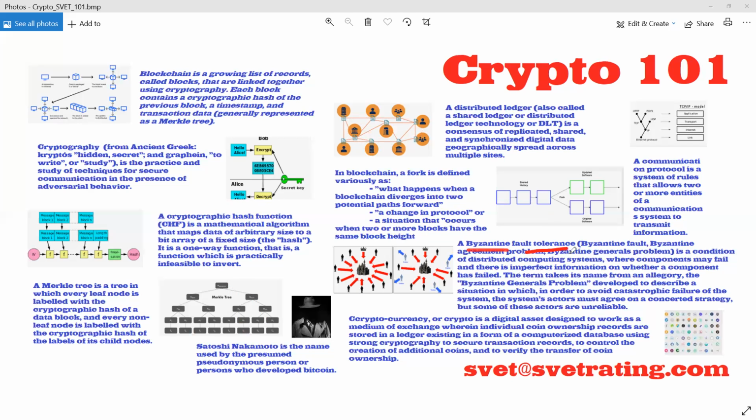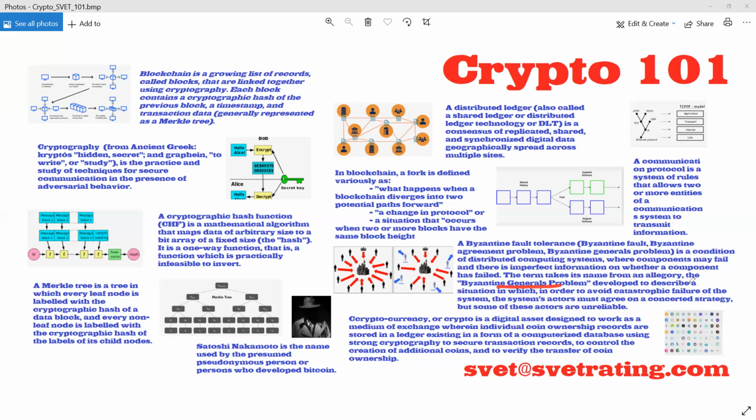Byzantine fault tolerance, that's a biggie. Byzantine fault, Byzantine agreement problem, Byzantine generals problem is a condition of distributed computing systems where components may fail and there is imperfect information on whether a component has failed. Again, imperfect information about whether a component failed or not. So all of these participants, they don't know what other participants know. The term takes its name from an allegory, a tale, it's kind of something invented.